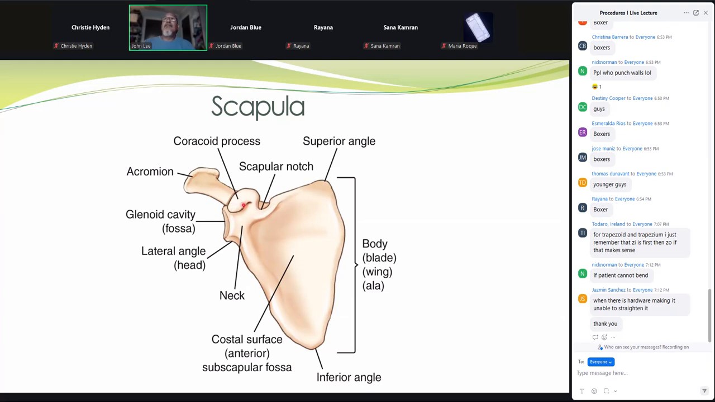sits about the level of the coracoid. Coracoid. Never chew nails. For coronoid, coronoid, never chew nails. And then the superior angle and the inferior angle of the scapula.